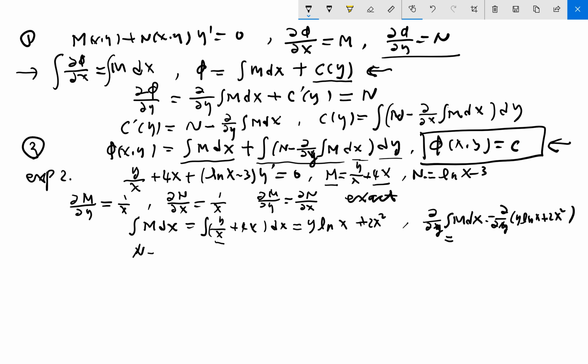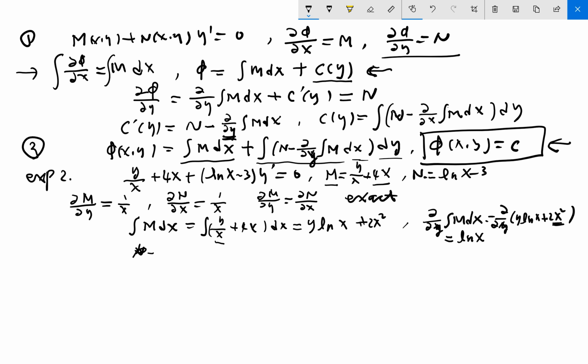Now let's look at it here. It's with respect to y. So this one with respect to y, you treat x as a constant. Treat x as a constant. So simple, it gives you ln x. Take the derivative with respect to y. So this term gives you 0.